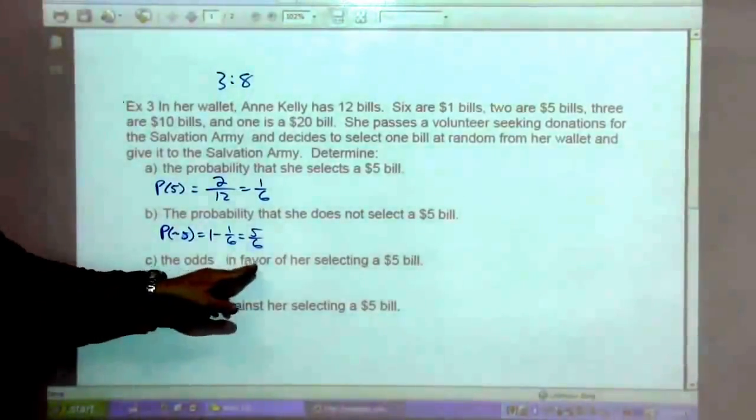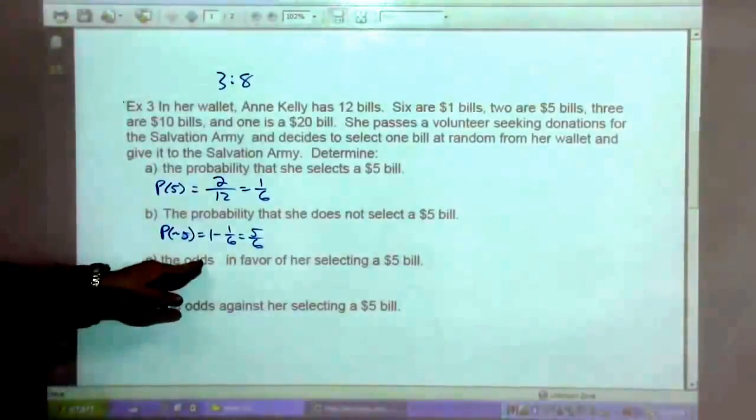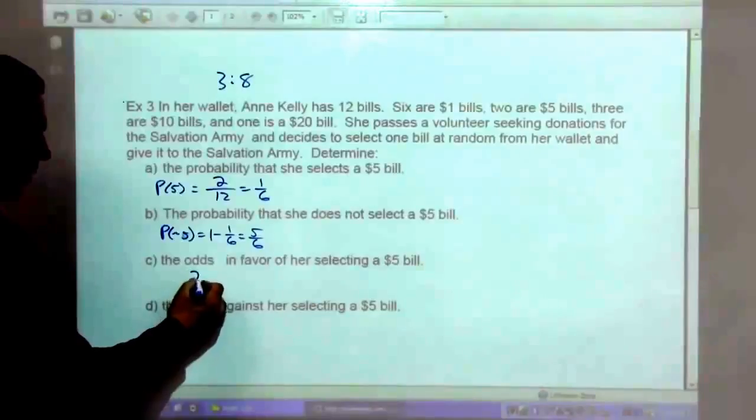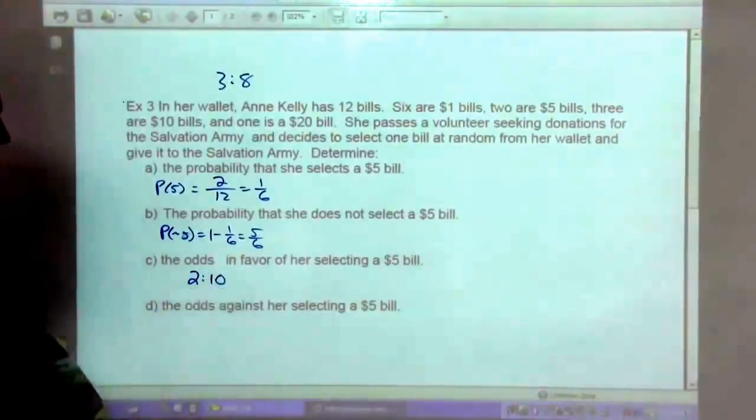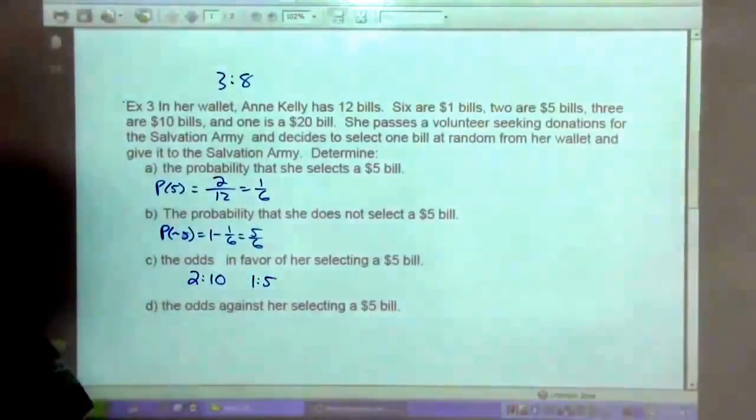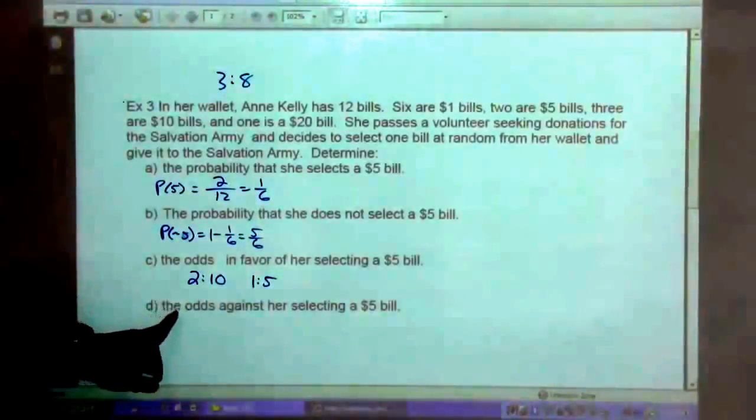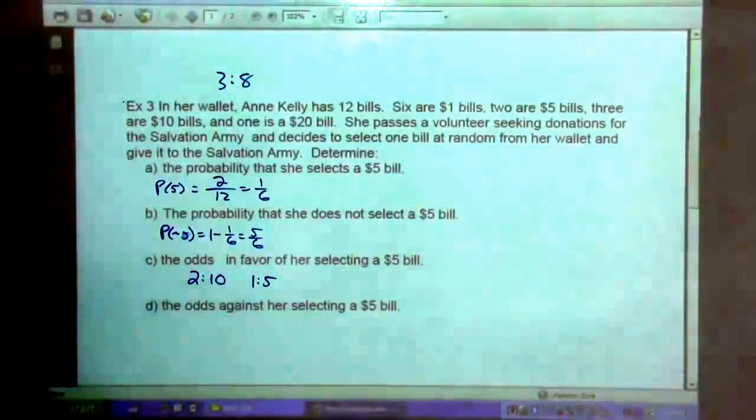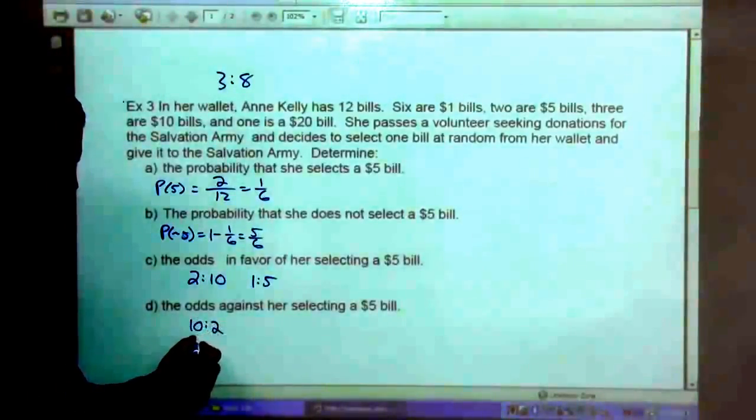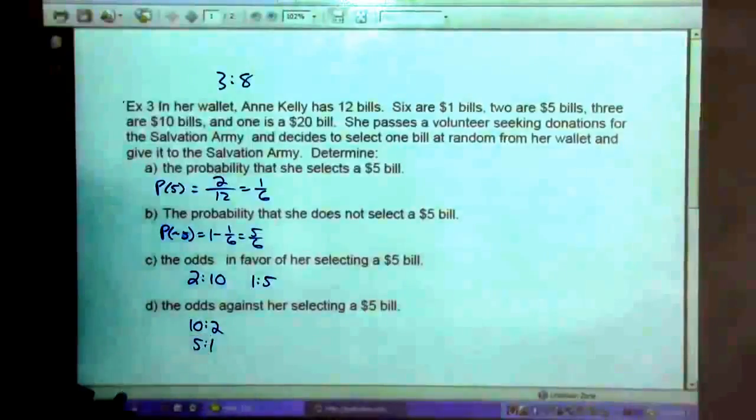The odds in favor of her selecting a $5 bill. So this is odds. How many $5 bills? There are 2 $5 bills and 10 non-$5 bills. That'd be 1 to 5 if you divide both by 2. And the odds against her selecting a $5 bill: there are 10 non-$5 bills and 2 $5 bills. That's 5 to 1.